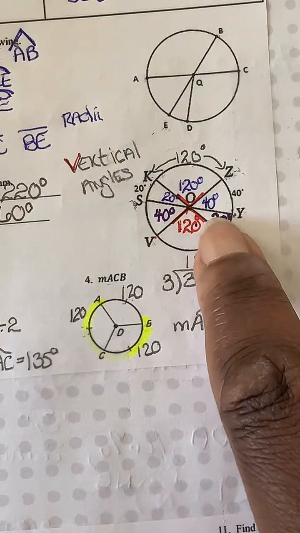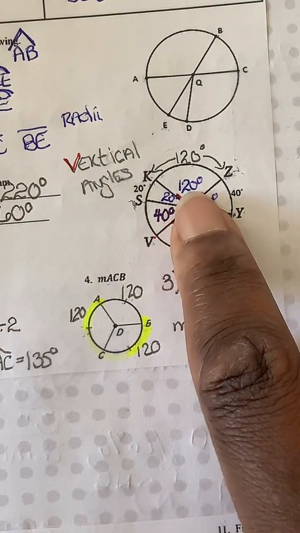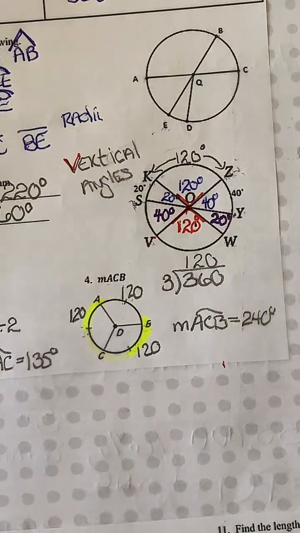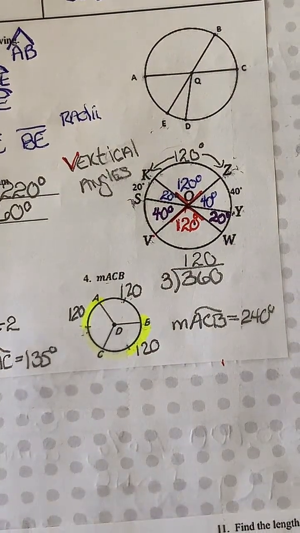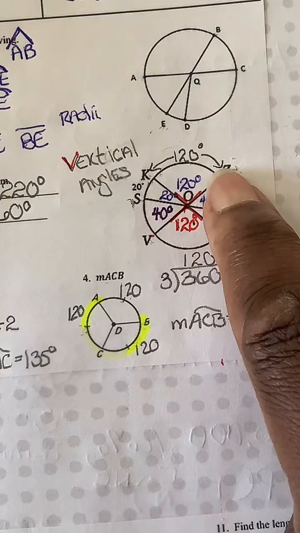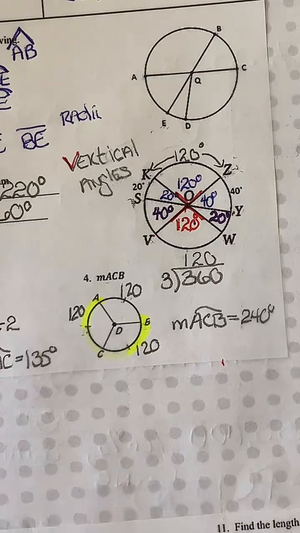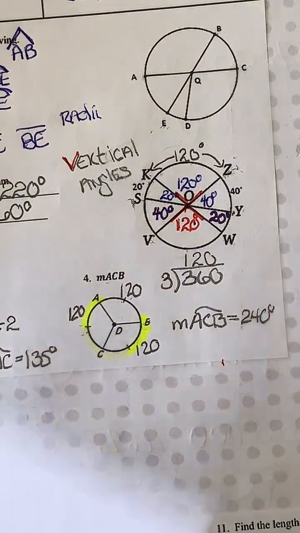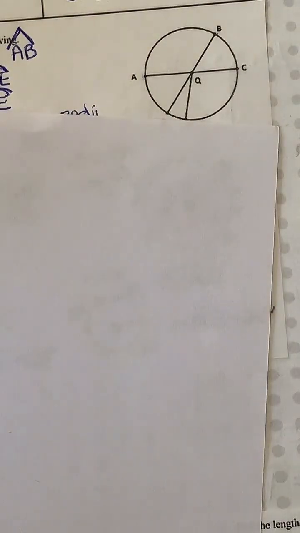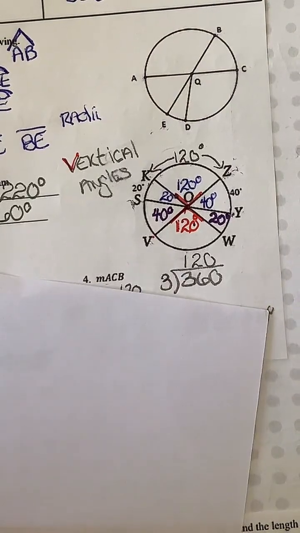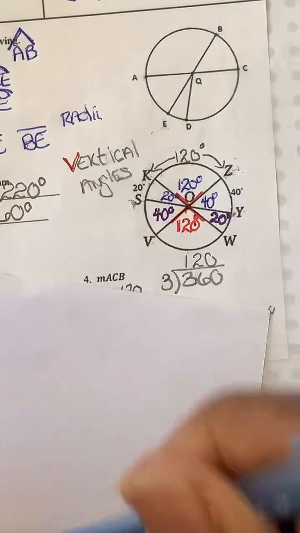So once I know the measures of the central angles, I'm able to figure out what my arc measure is. Now, this is different from those inscribed angles that you usually have to double or take half of. The only reason why you would do that, I'm going to see if I can use this.